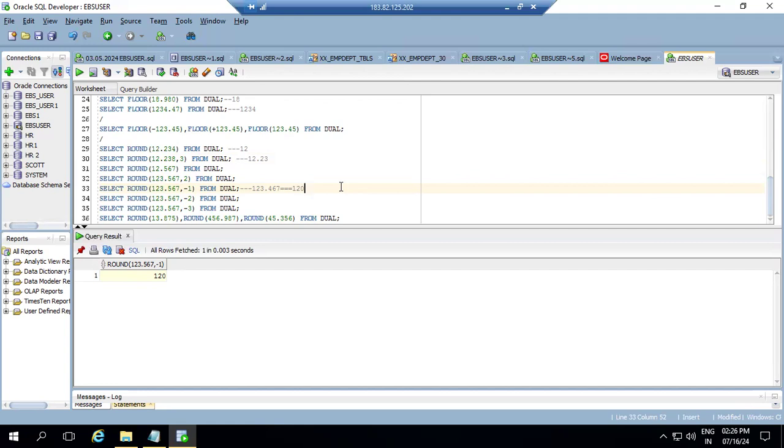What about 126.567, comma -1? When it is more than 5, 1 will be added to the value over here. You will get the output as 130. Right?